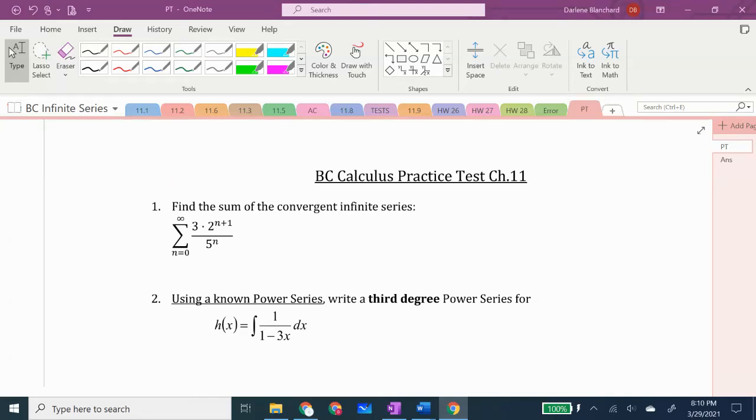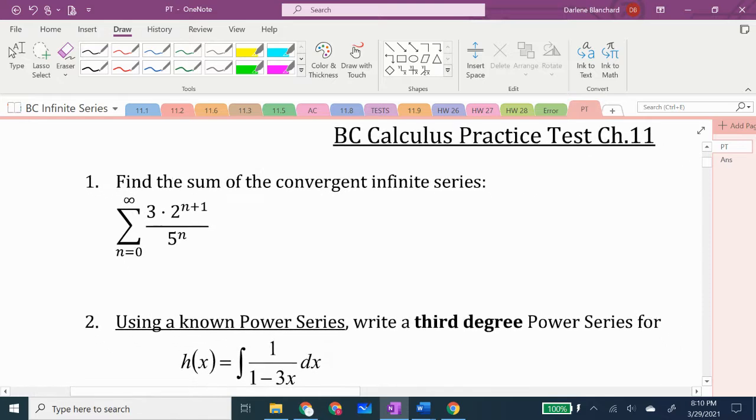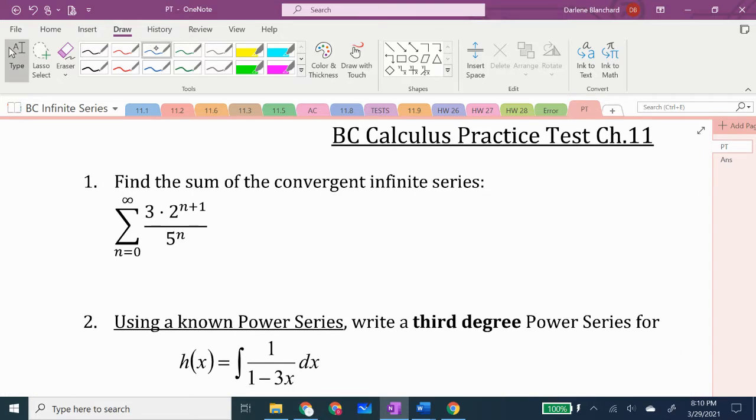First problem, you are finding an actual infinite sum. You're only going to be asked to do that if you have a geometric series as far as this test is concerned. So make sure you first of all figure out why it converges. What is the R? The R is easier to find if you look at where is n located.